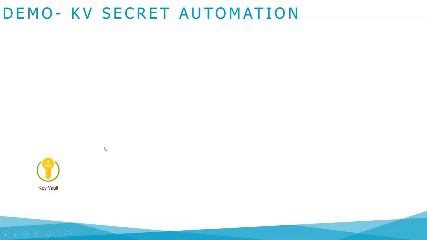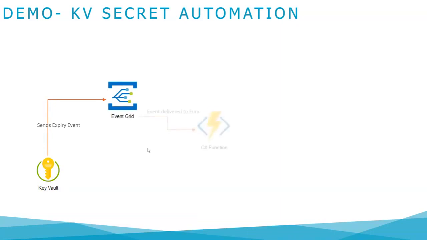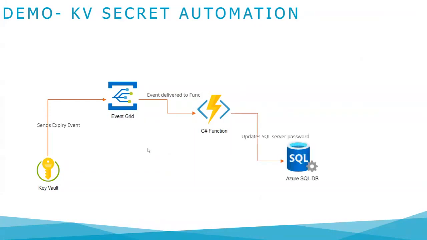As soon as the expiry event occurs for a SQL password, it sends an expiry event to Event Grid. Event Grid then delivers this event to my .NET function, my C# function. This C# function is a central business logic, which performs all the other activities. Once it receives the event, it creates a new SQL password and new SQL connection string, and then it updates the SQL server with the new password.